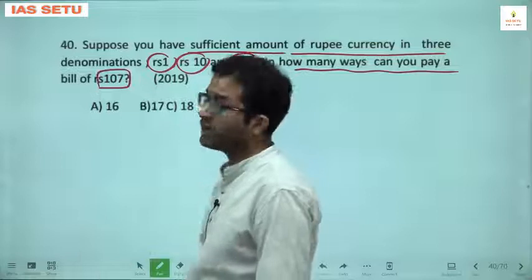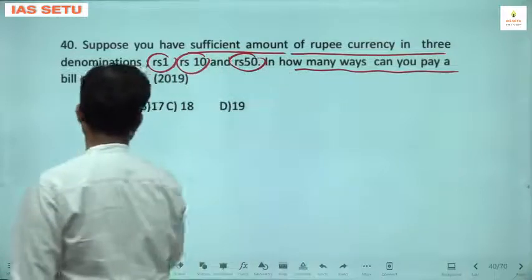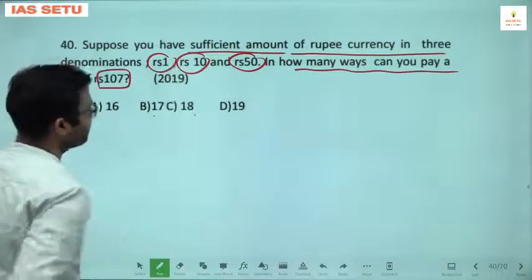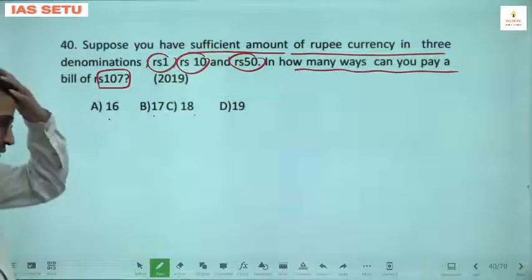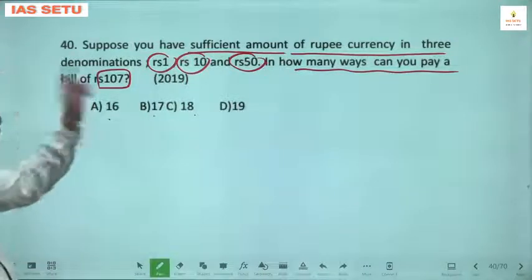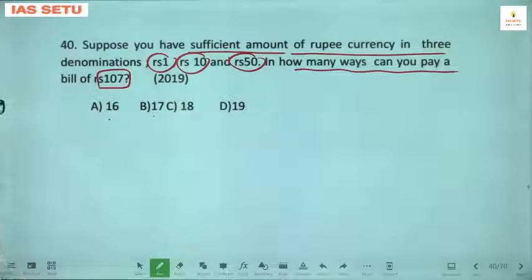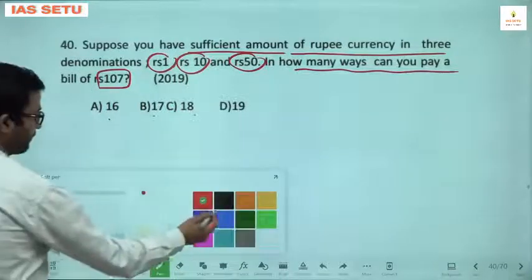Okay, we have to pay a bill of rupees 107. In this case, what you have to do is start with the largest denomination, 50.